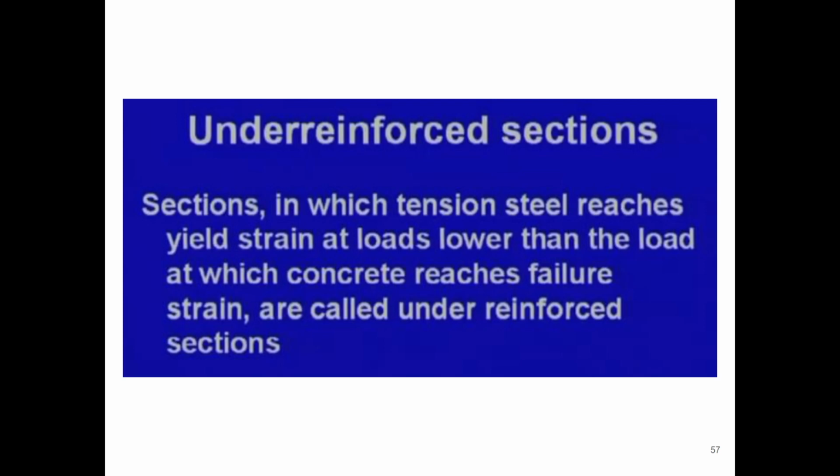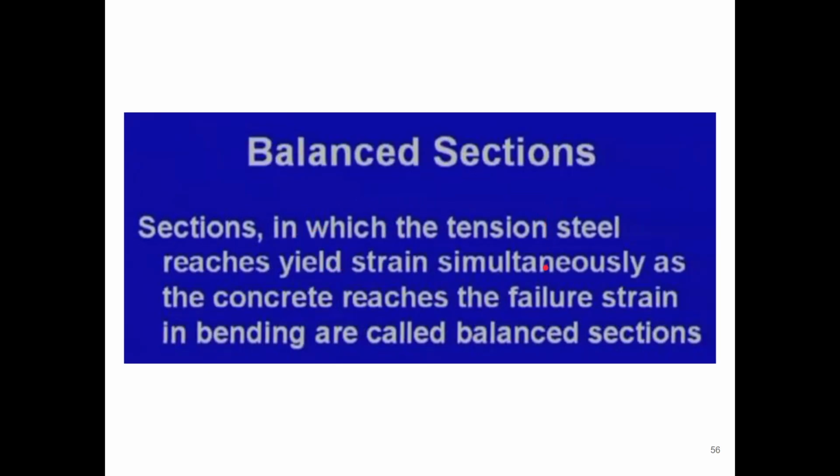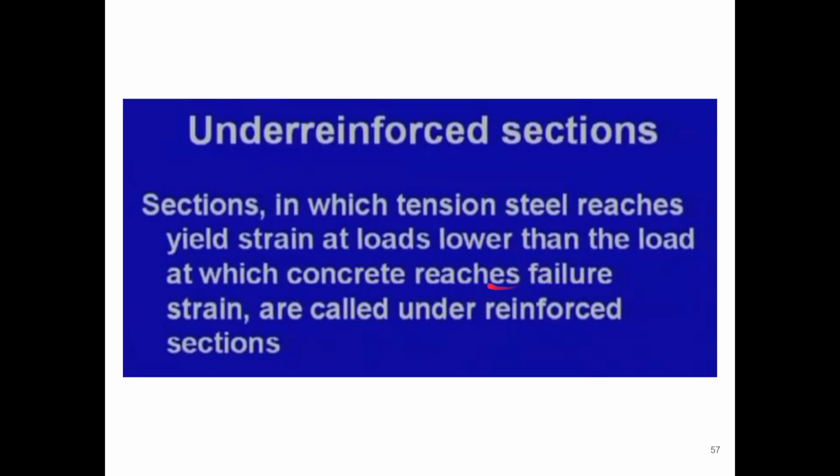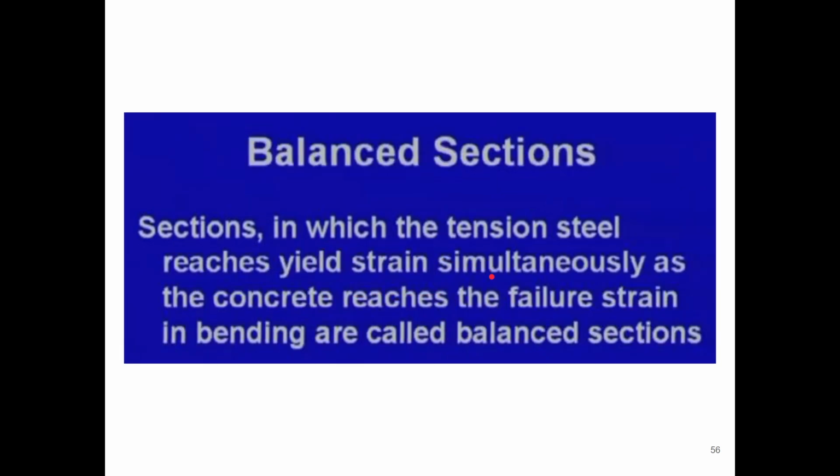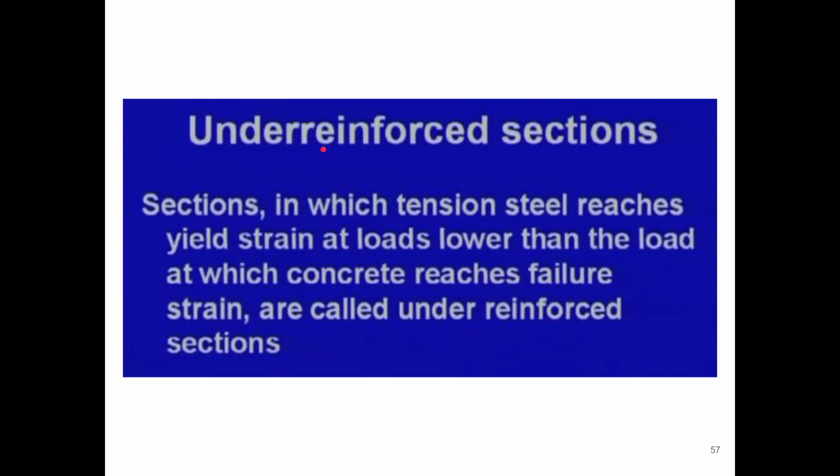So, under-reinforced section basically. A balanced section is where the yield strain and the failure strain reach simultaneously: the failure strain of concrete and the yield strain of tensile steel. In the case of an under-reinforced section, the yield strain reaches first, at loads lower than the load at which the concrete reaches failure. The yield strain reaches first as compared to the failure strain in concrete, so that's why it is an under-reinforced section.